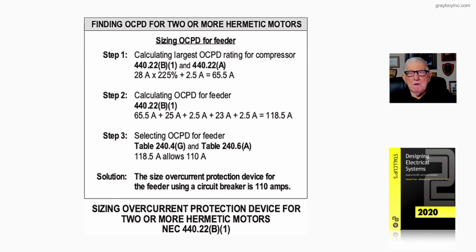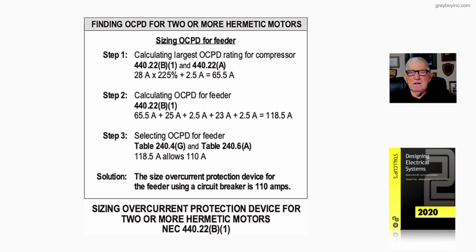Now, step three, we do the selection of the overcurrent protection device. 240.4(G), once again, lines up with step one, where 225% times 28 is used and not 125% times 28. And then 240.6(A), based upon step two, the 118.5 amp, we have no exception to round up, so we have to round it down to 110 below the 118.5.